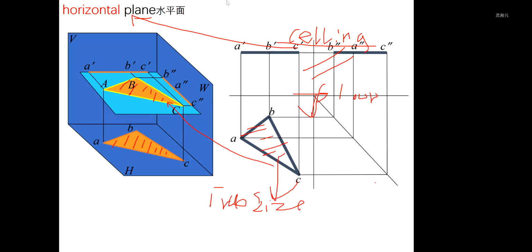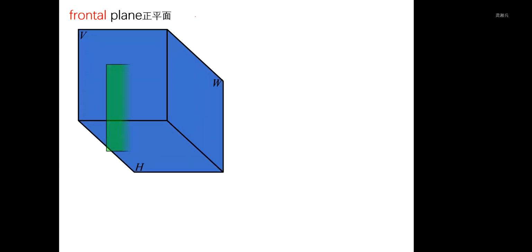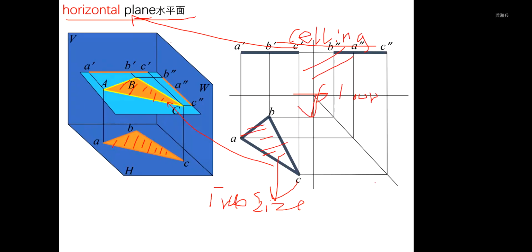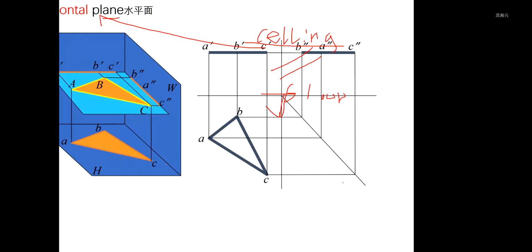So this is a horizontal plane. We call it 水平面. Okay. How about the front plane? Okay, we can get the tracing line here. So you only extend here. The tracing line is in this direction, and the other tracing line is in this direction. There is no tracing line on H because there is no intersecting, because these two are parallel. So this is the tracing line method.